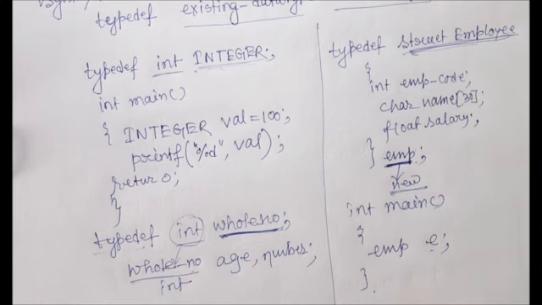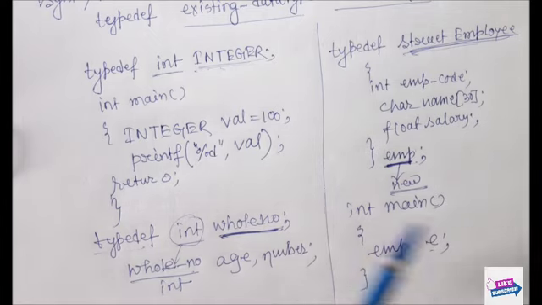So in this lecture we have seen the difference between local structure and global structure. That means when it is called a local structure, when it is called a global structure, what an embedded structure means, how many ways we can create an embedded structure, what the different structure types are, and whether we can use the structure tag or typedef or not. So that advantage has been discussed in this lecture.